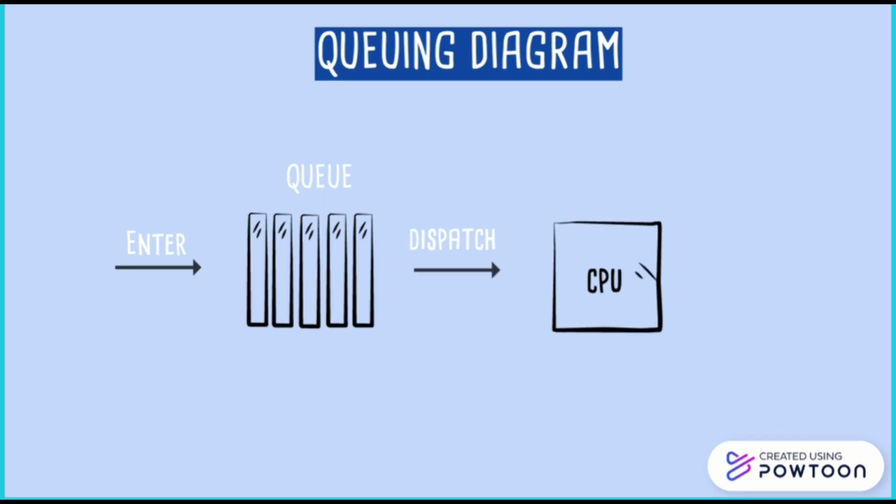This transition occurs when the process scheduler selects a process from the front of the queue to run on the processor. The selected process then moves to the running state, represented by the processor. And this represents the running state where the process is actively being executed. The processor executes the instructions of the process.